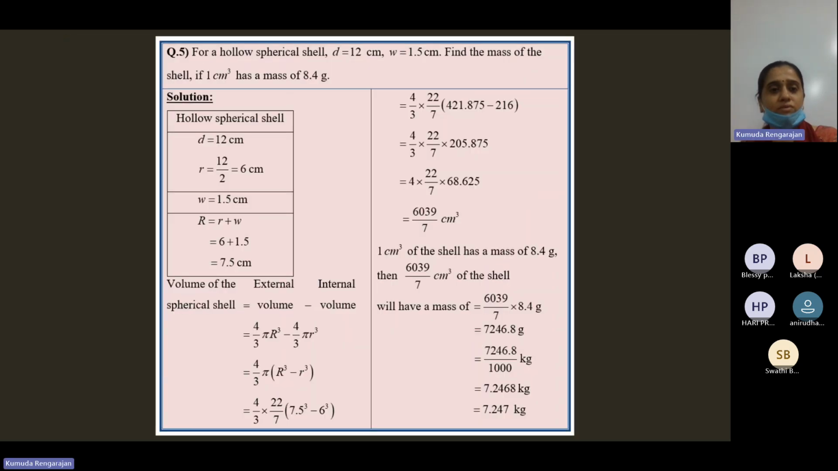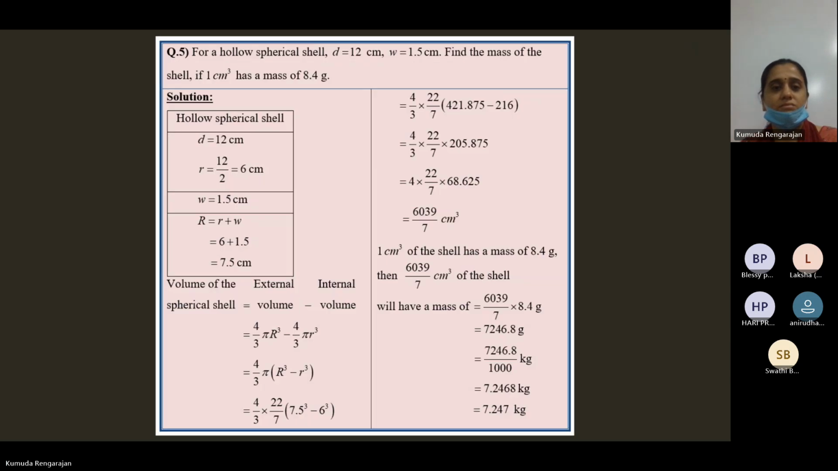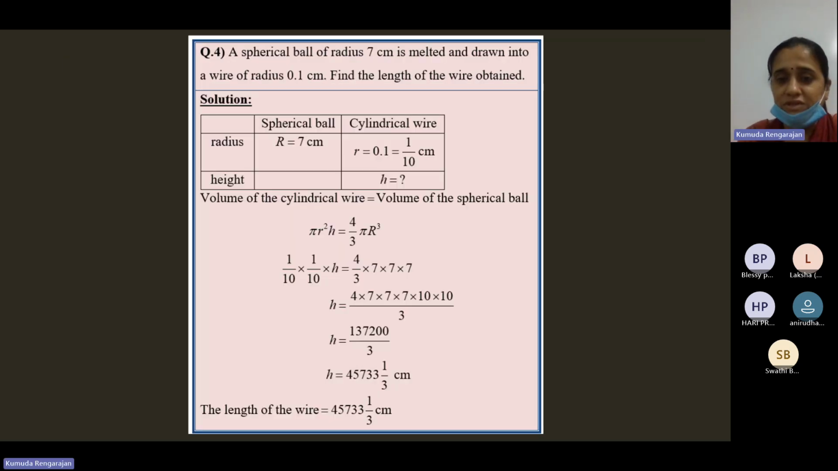I think I have one more to finish. This one, I'll share it on WhatsApp. This one is similar. This one is a spherical shell. Let's see how you do it. No, we haven't finished this one, children. I'm just talking about the next one.